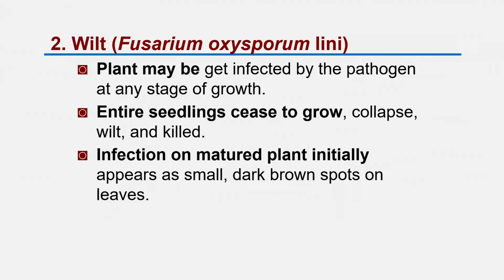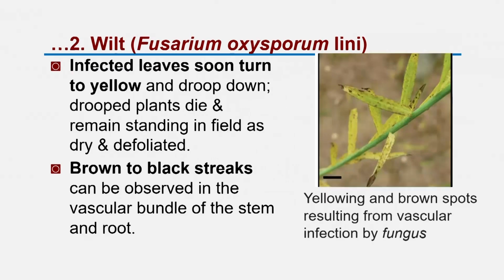So, plant may get infected by the pathogen at any stage of the growth. Entire seedlings cease to grow, collapse, wilt and are killed. So, many times it can be a very serious disease in linseed. Infection on matured plant initially appears as small dark brown spots on the leaves.